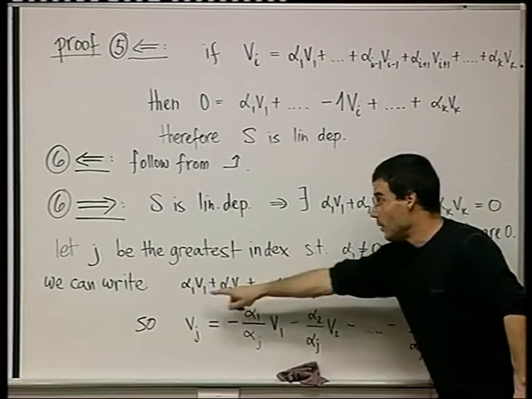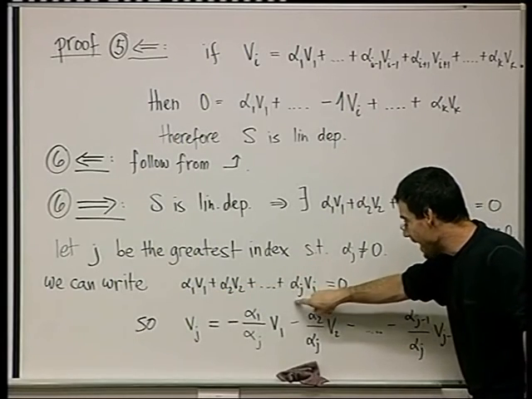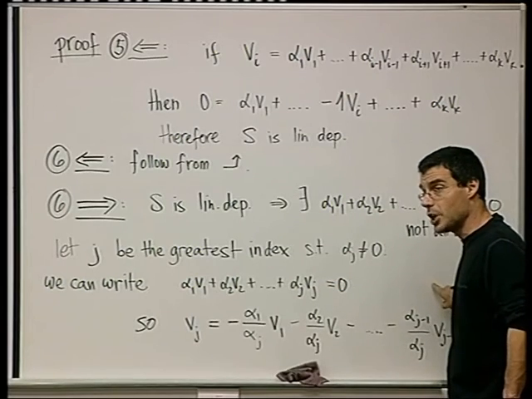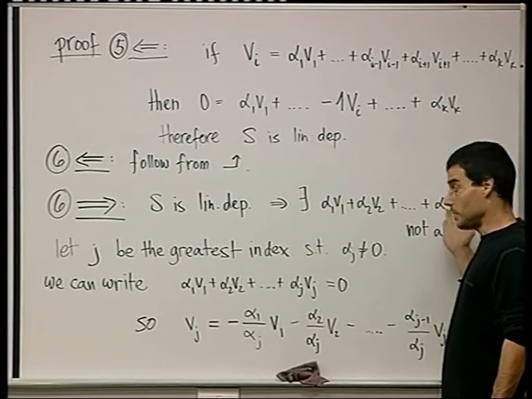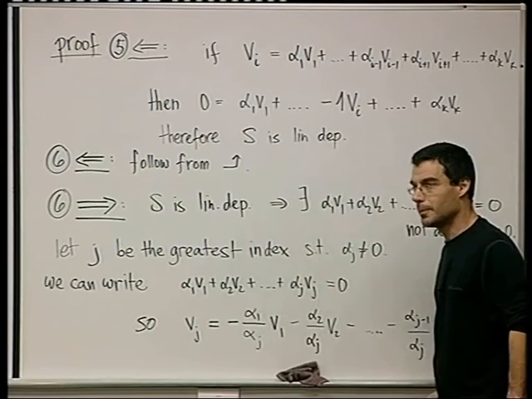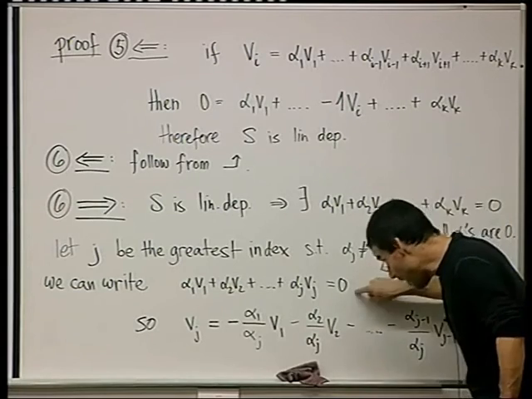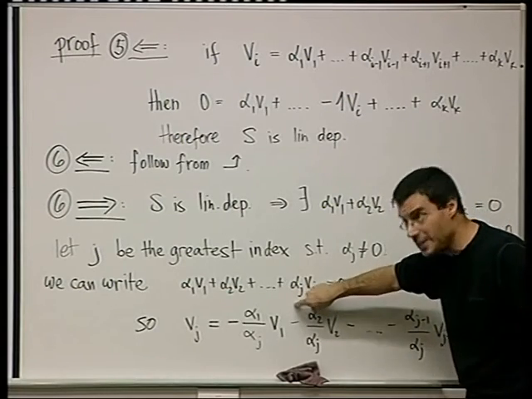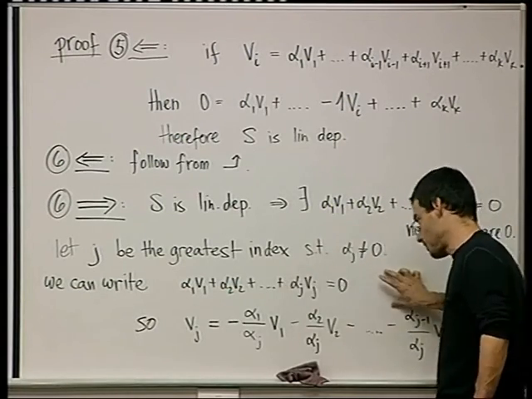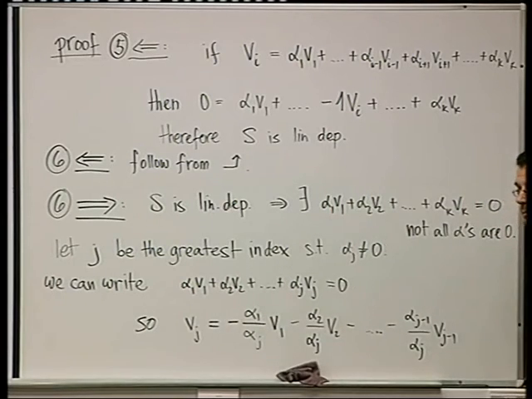Okay? And why is this equal to 0? Because all the alphas with index bigger than j were 0, because alpha j was the non-zero one with the greatest index. So do you agree that this fact is true? Okay? And now, since I know that alpha j is not 0, I can move this to the right-hand side and divide by it, add a minus, and I get this.